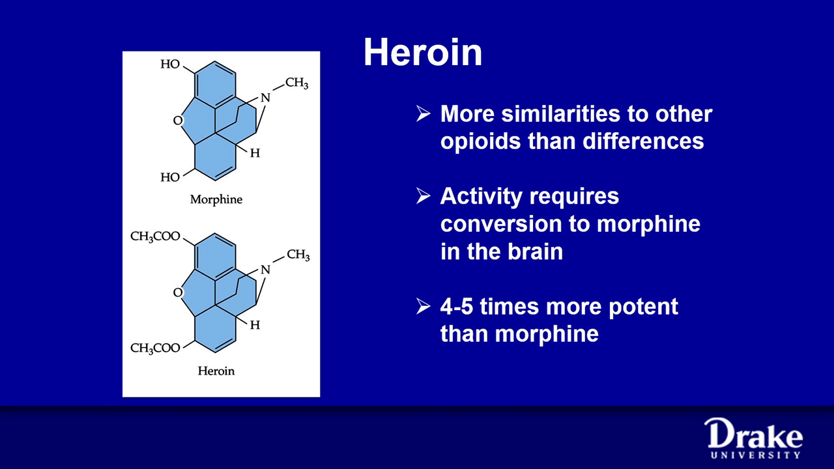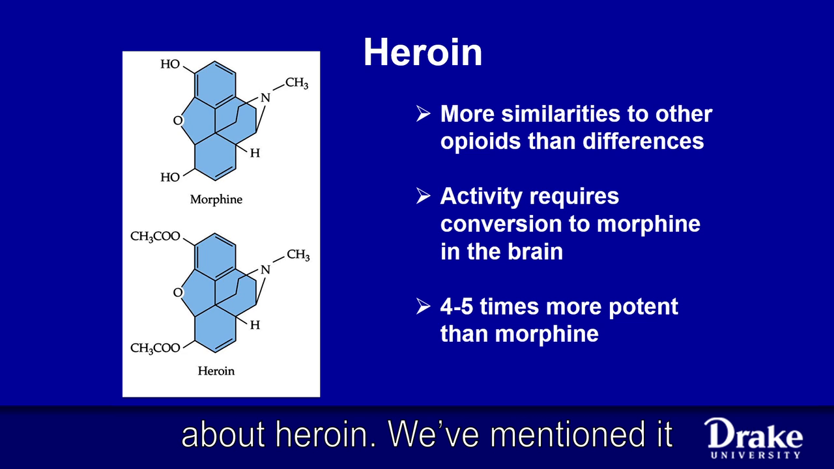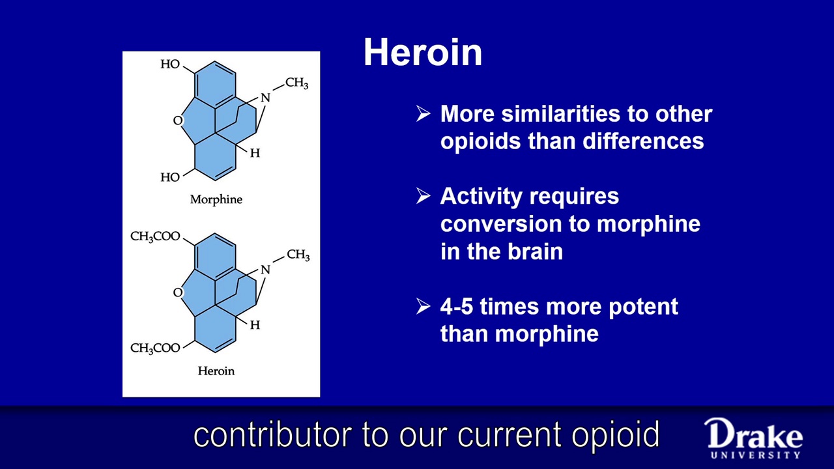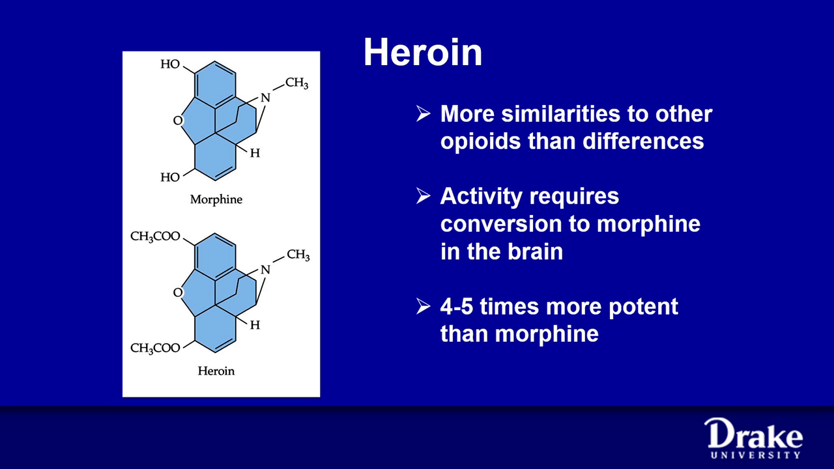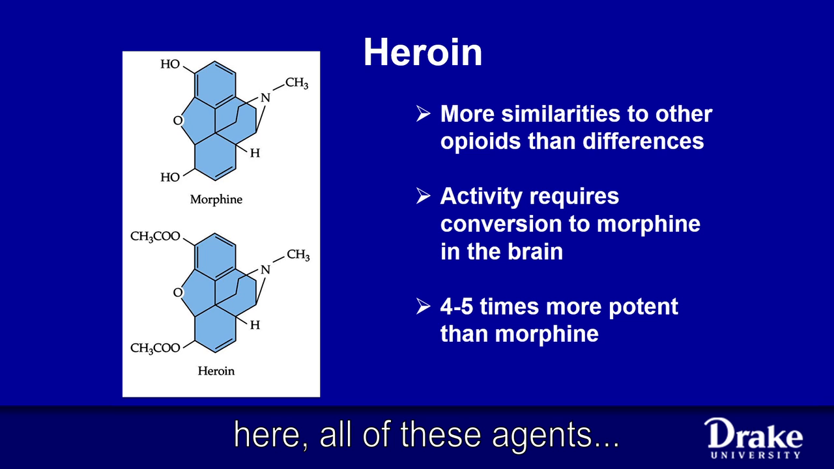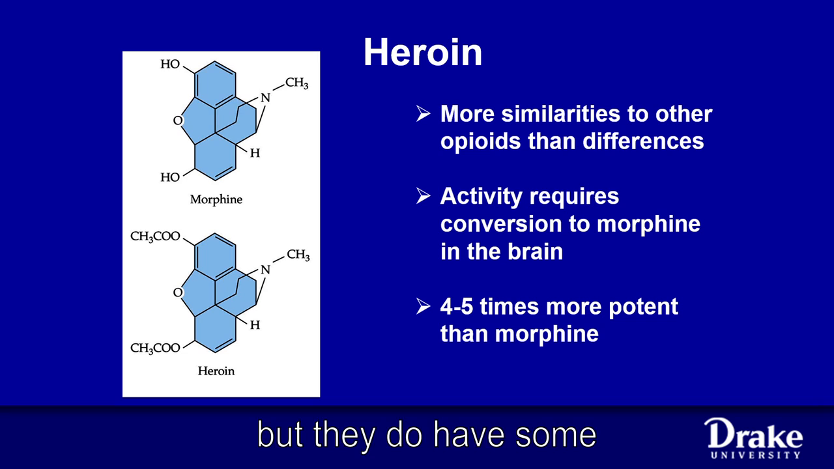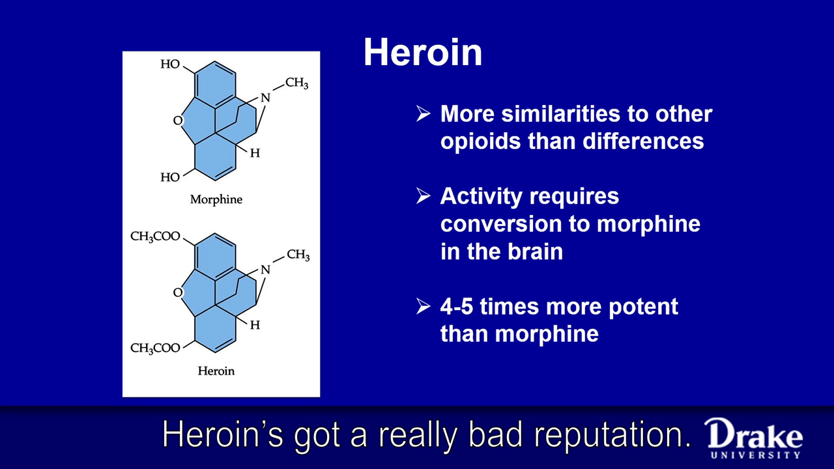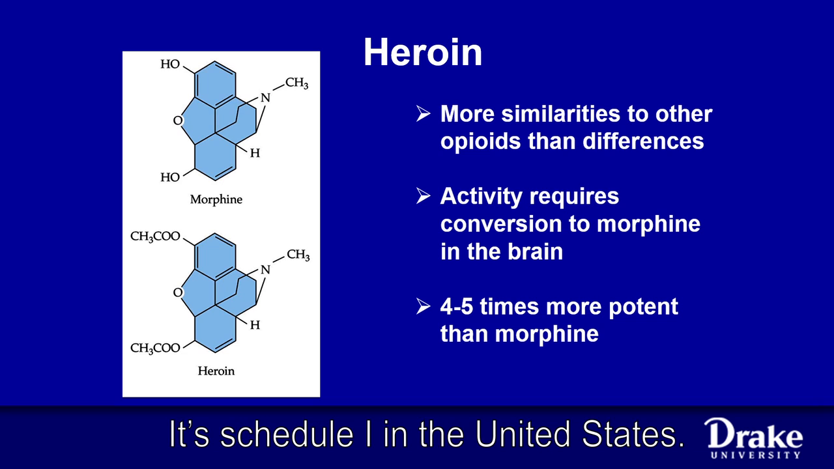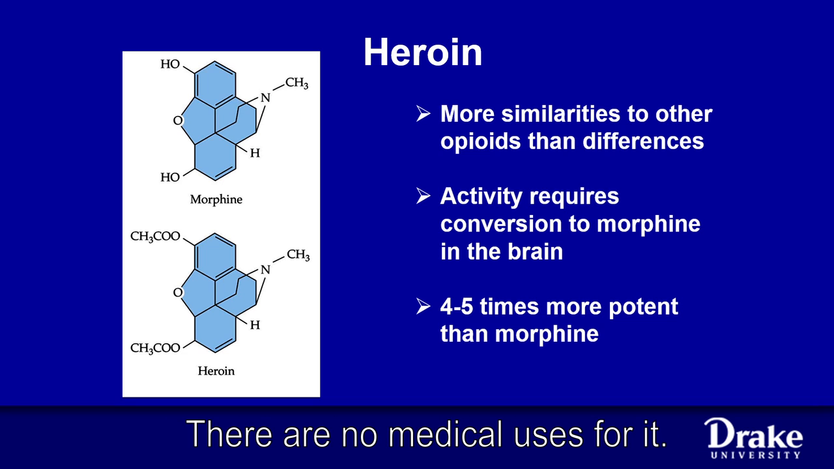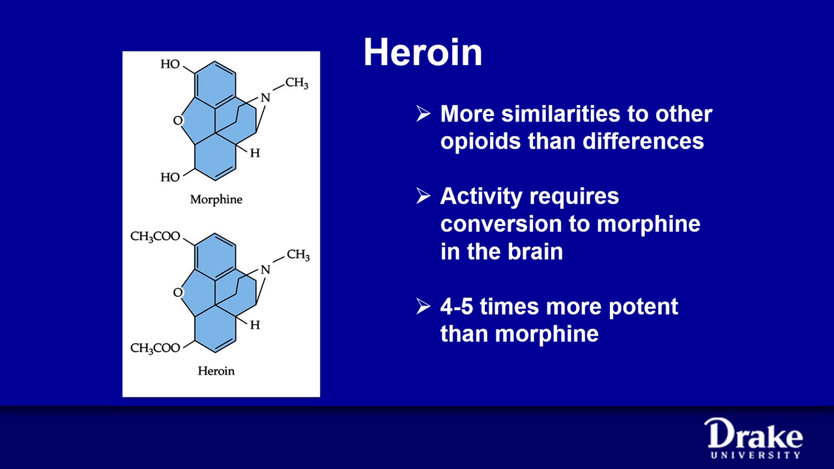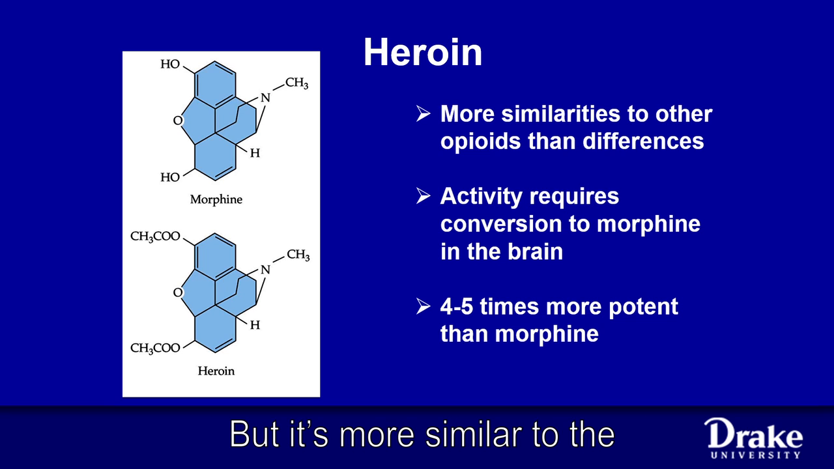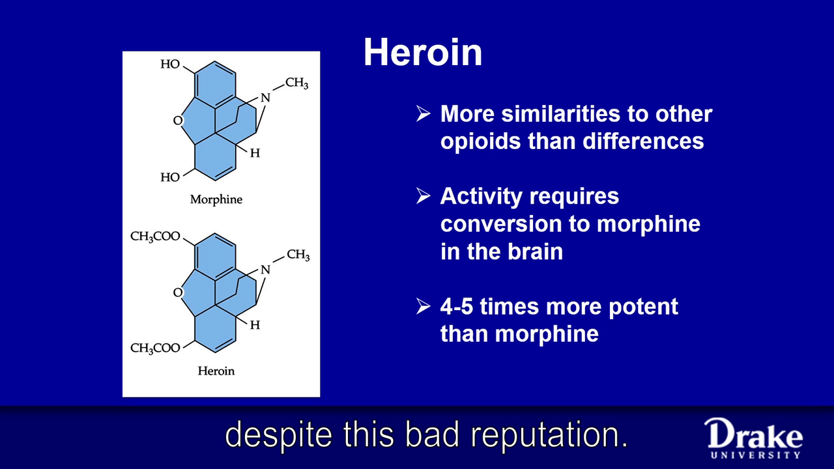So I want to talk a little bit about heroin. We've mentioned it already as being an important contributor to our current opioid crisis. And one thing to keep in mind here, all of these agents, I've said this a few times, have the same mechanism of action. So none of them are really unique mechanistically, but they do have some different characteristics. Heroin's got a really bad reputation. It's Schedule 1 in the United States. There are no medical uses for it. But it's more similar to the other opioids than different, despite this bad reputation.